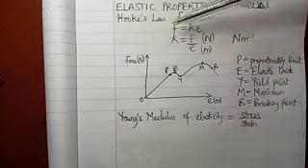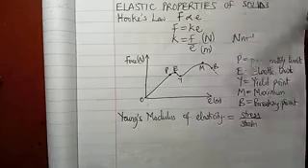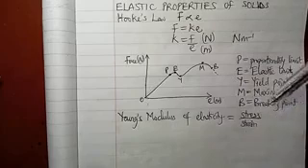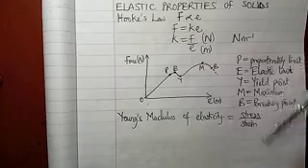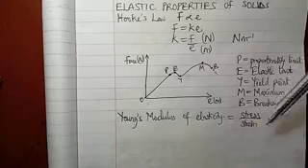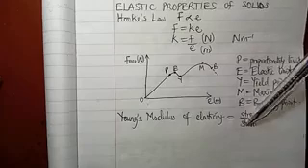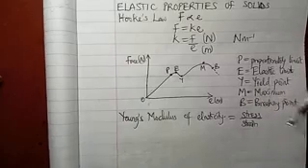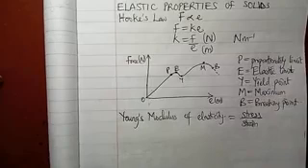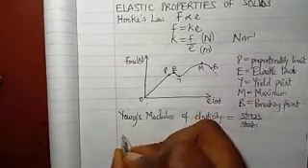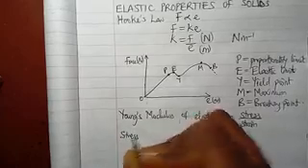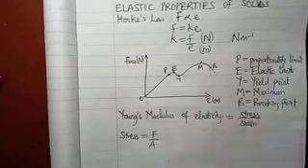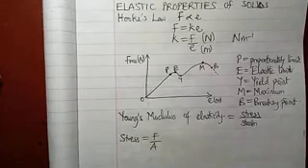And Hooke's law can also be defined another way. We can use stress and strain to define Hooke's law. We can define Hooke's law as: provided that the elastic limit of an elastic material is not exceeded, the stress is directly proportional to the strain of that elastic material. Okay, so now let's talk about stress. Stress is the ratio of force to cross-sectional area of that elastic material.